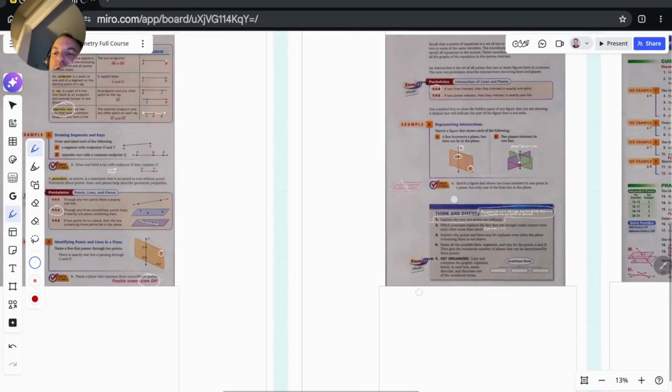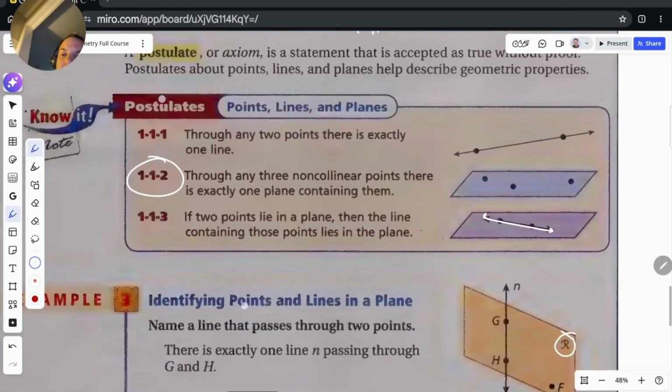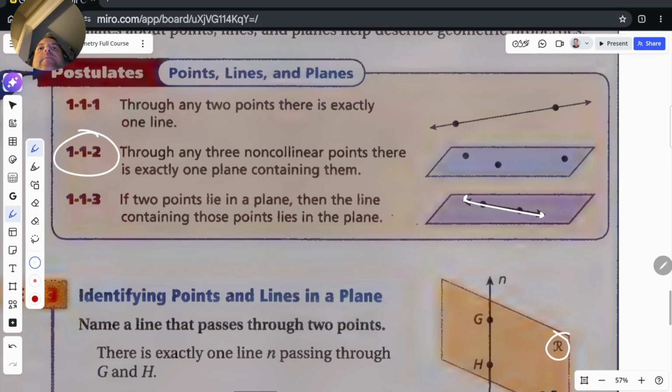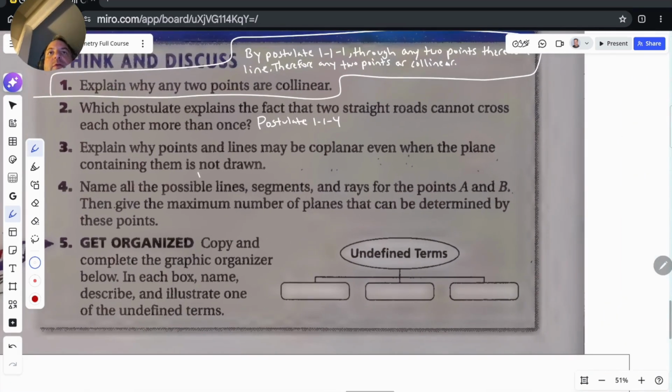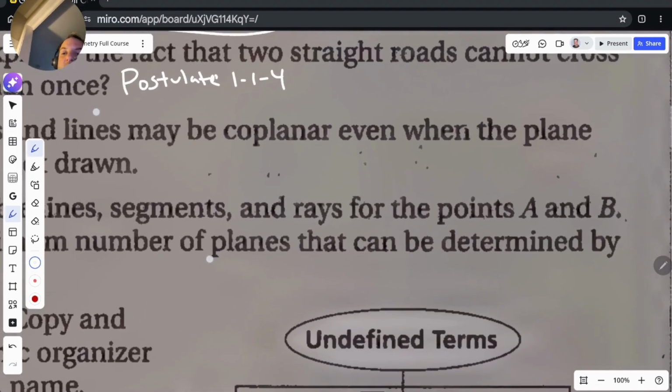All right, let's take a look at 1-1-2. Any 3 points that are not on the same line determine exactly one plane. Okay. So even if the plane is not sketched in the picture, it still exists. The points are still coplanar. Let's go back to our number 3 here. So we can write any 3 non-collinear points determine a plane. So a plane always exists for 3 such points, even when the picture doesn't show it. We can write those in our own words.